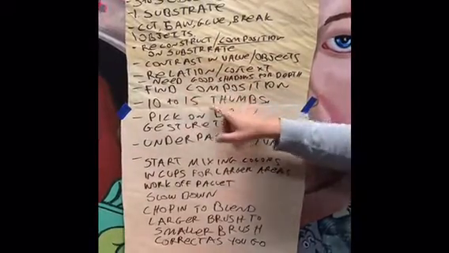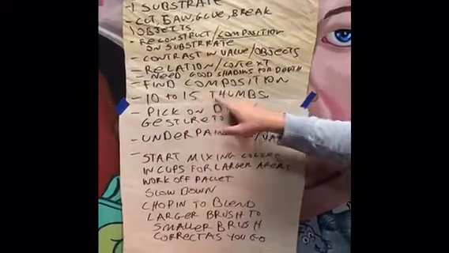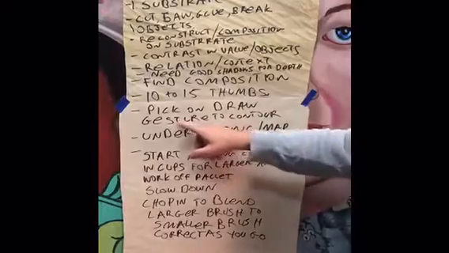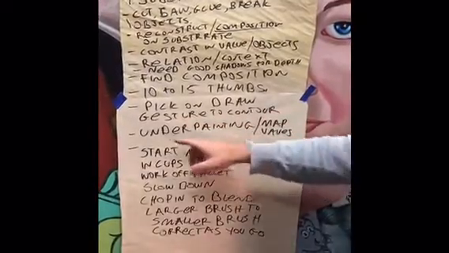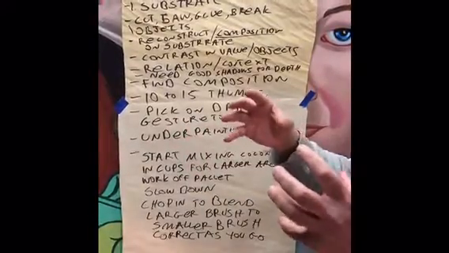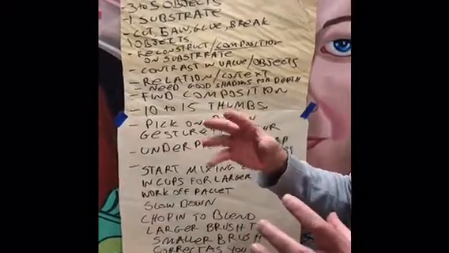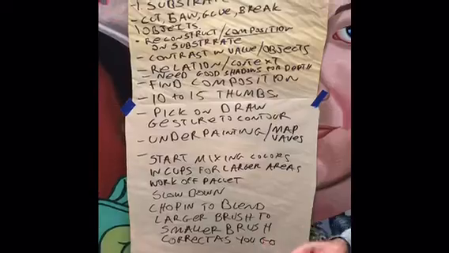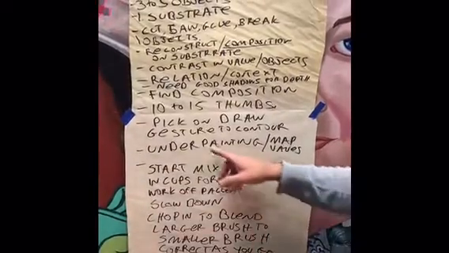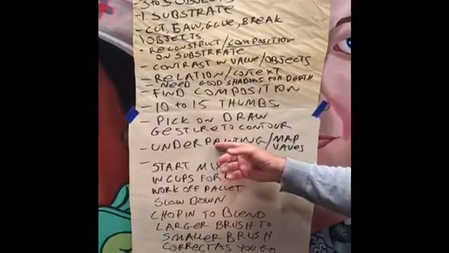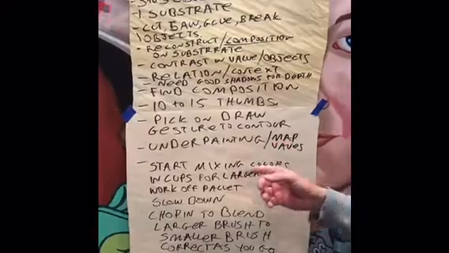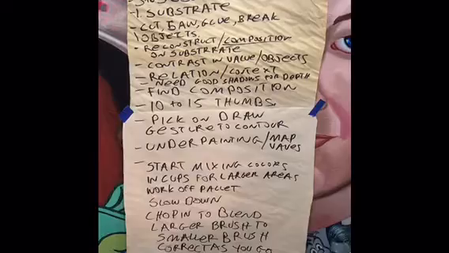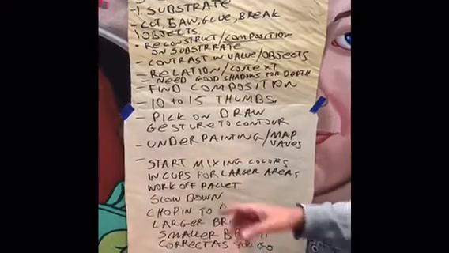Find a good composition. Do 10 to 15 thumbnails. Pick one. Draw it from a gesture to a contour. Slowly develop as you go. You don't have to get the perfect drawing right away, because you have plenty of time to correct it as you paint. You want to start with your underpainting so you can map out the values, so you're not lost when you start doing the color. So that's what underpainting's for, is to find those values and map everything out.